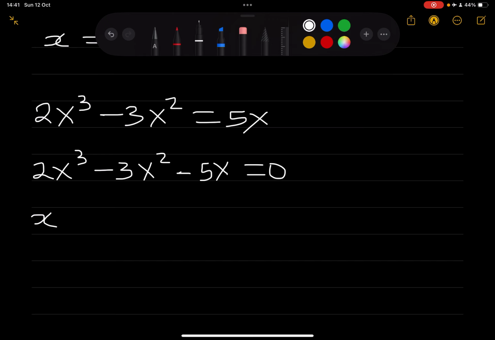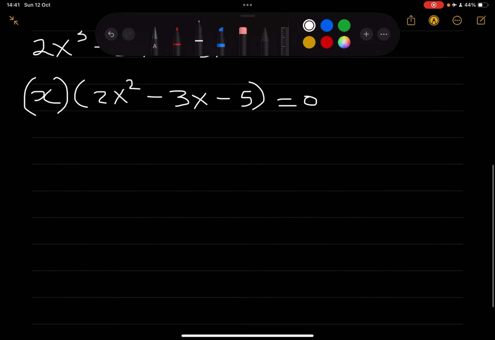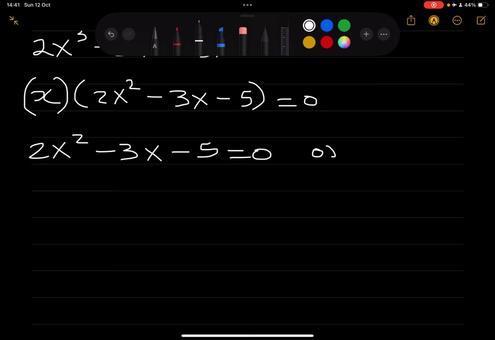If I take x out, I'm left with 2x squared minus 3x minus 5 equals 0. And here, think of this as a bracket as well. Remember, once we have brackets, we can equate each bracket to 0. So the first one equals 0, or the second one, which is x, equals 0. This one is our final answer, but the other one, we still need to keep working on.